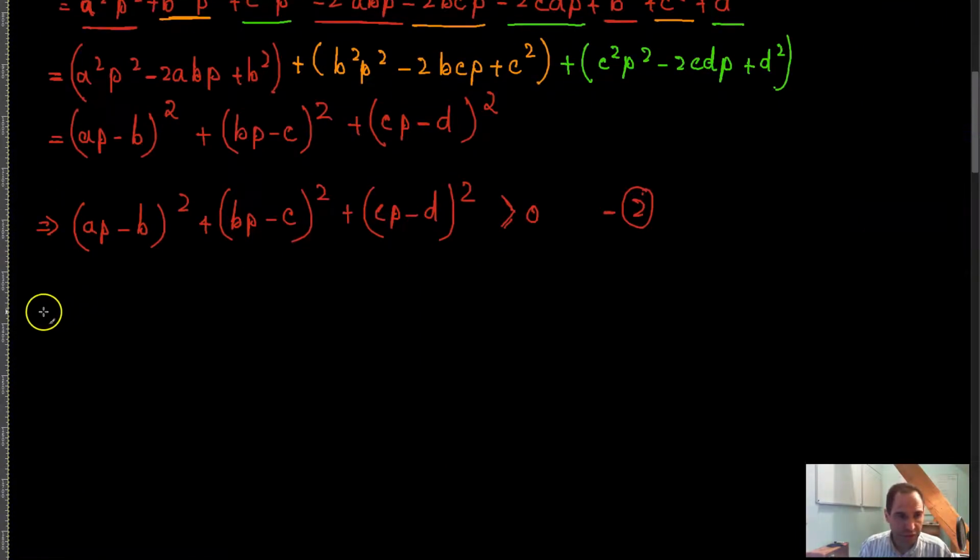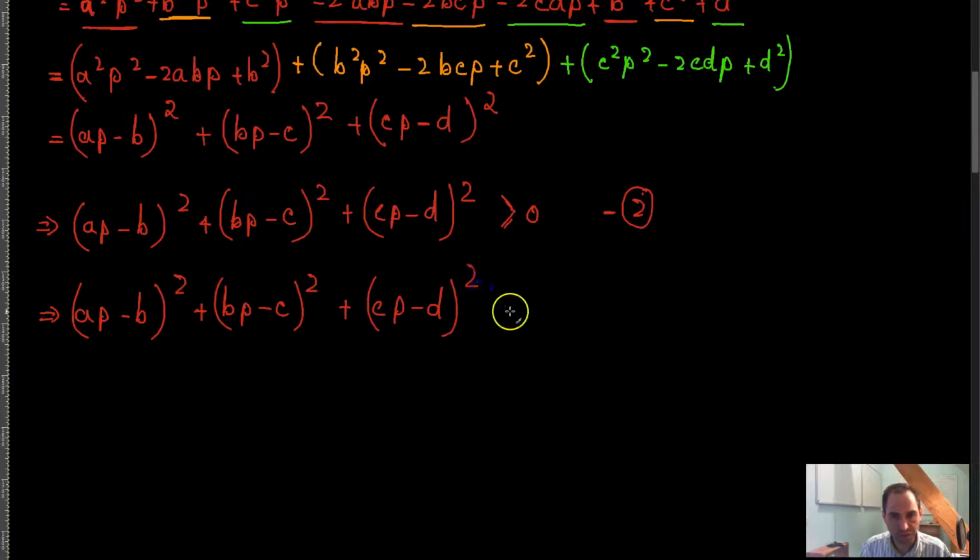Which means that I can say that AP minus B raised to the second power plus BP minus C raised to the second power plus CP minus D raised to the second power is equal to 0. Which means that now since the sum of all of these is equal to 0, all of them have to be simultaneously 0.